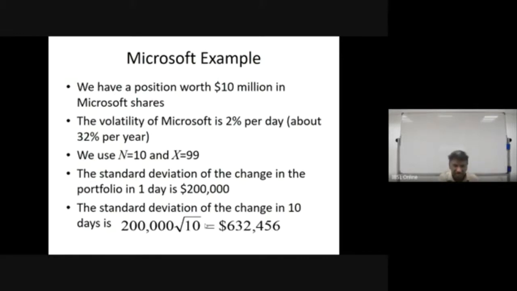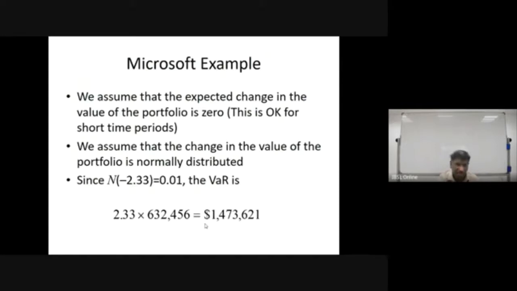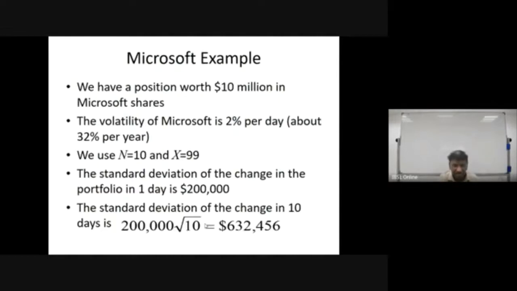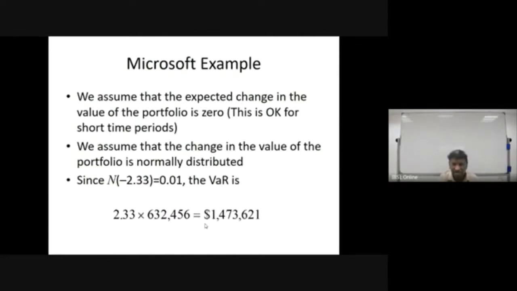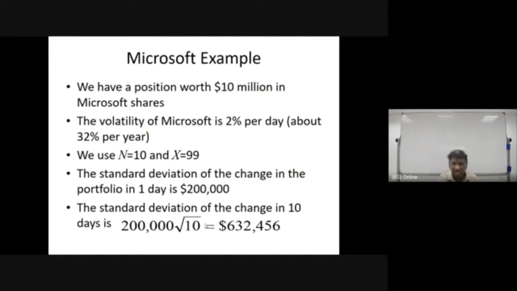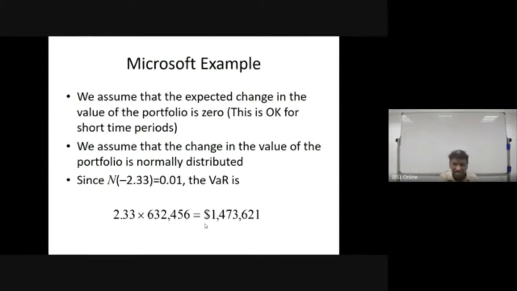Here we came up with the answer: the value at risk at a 99% confidence level over the 10-day period is 1,473,623. That means if you invest 10 million worth of Microsoft shares over the next 10 days with 99% confidence, your loss will not be more than this. So you have a benchmark. Even if there is a loss, this is the maximum that could happen. So you can have a better forecast about your risk levels, right?